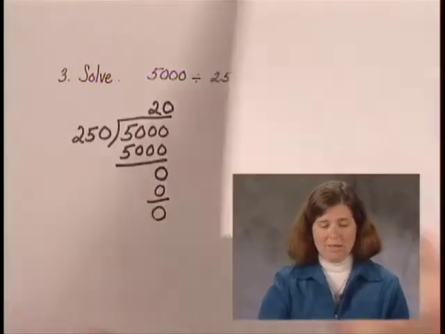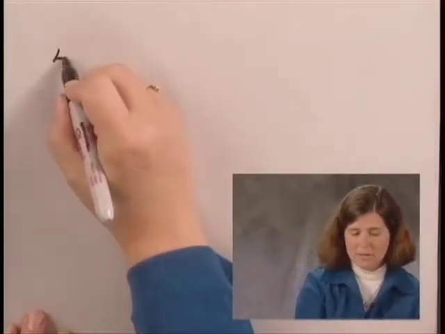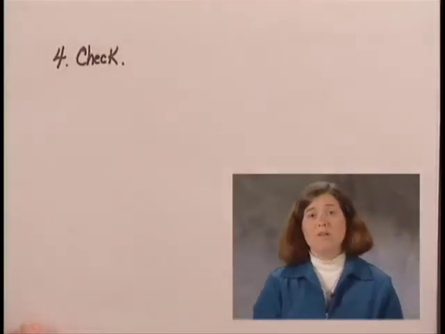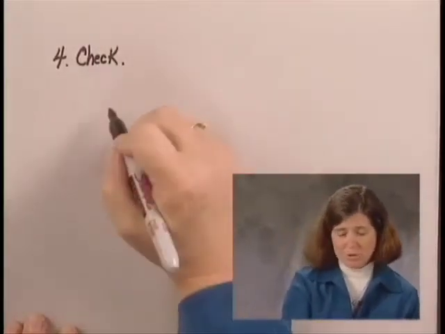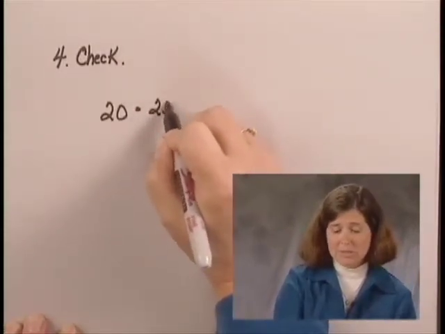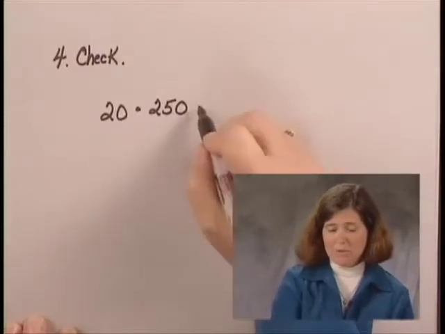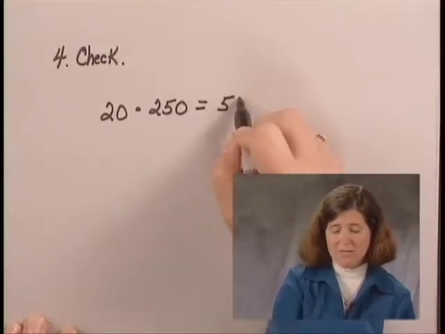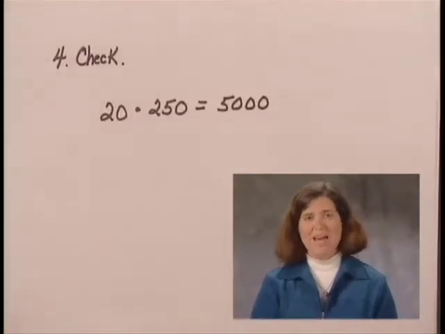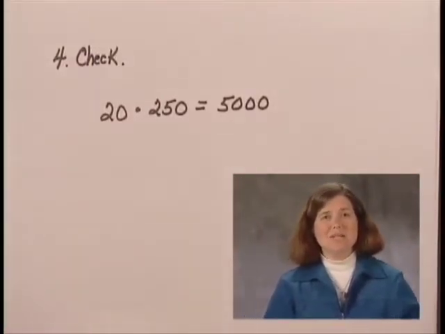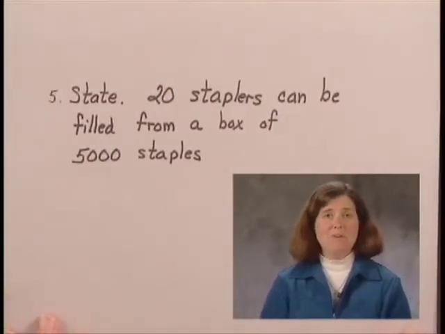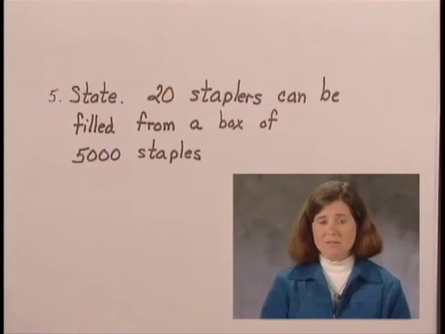To check, the 4th step in the process that we're using, we could multiply the number of staplers that we filled, which was 20, times the number of staples in each stapler. And we do that, carry out that multiplication, and we get 5,000 staples, which is what we started with in the box. So we have a check. And we can state our answer clearly using a complete sentence. 20 staplers can be filled from a box of 5,000 staples.